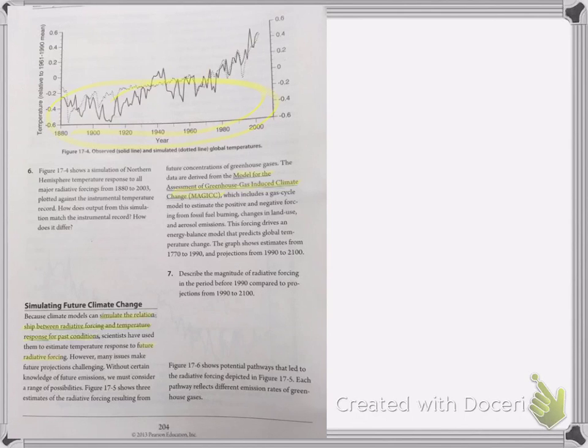So this is the actual data. They're going to show you the estimates, the old estimates that they have, and the projection for the future. Everything up to the 90s has taken place, and they know that, and then everything after is projected future, all the way up to 2100. The first question they're asking is to describe the magnitude of radiative forcing in the period of the 90s compared to the projection of 2000. So you're doing a comparison between the 90s and the 2000s.